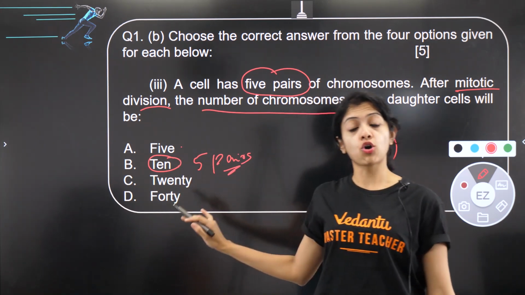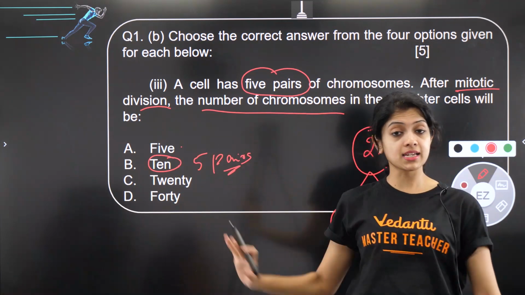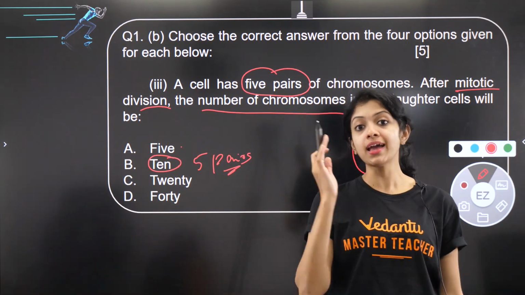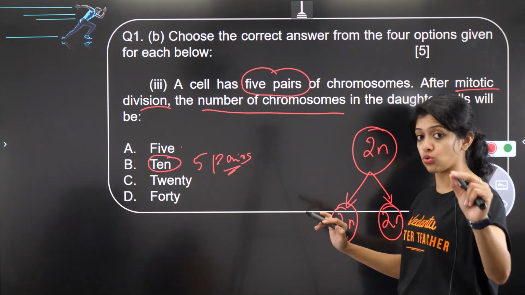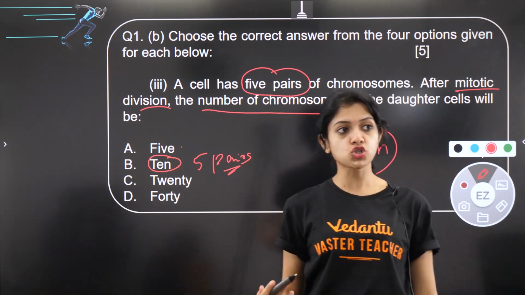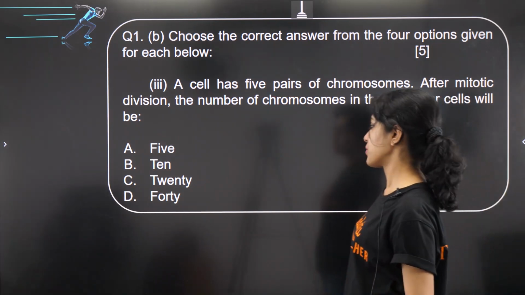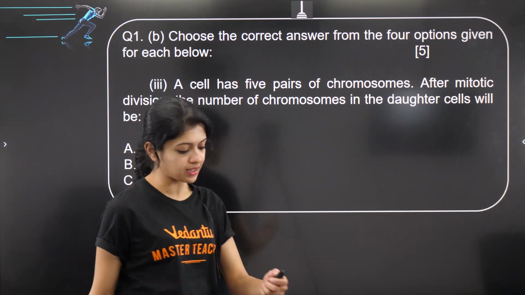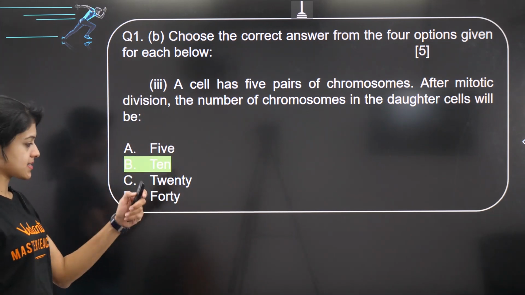Okay, if you had an option called 5 pairs, 10 pairs, 20 pairs and 40 pairs, the answer I would happily agree to be 5 pairs. But because, just make a note of this, children, it just says number of chromosomes, it has to be 10. So that brings us another 1 mark. So let's go ahead and look at the next. Yes, the answer is 10.